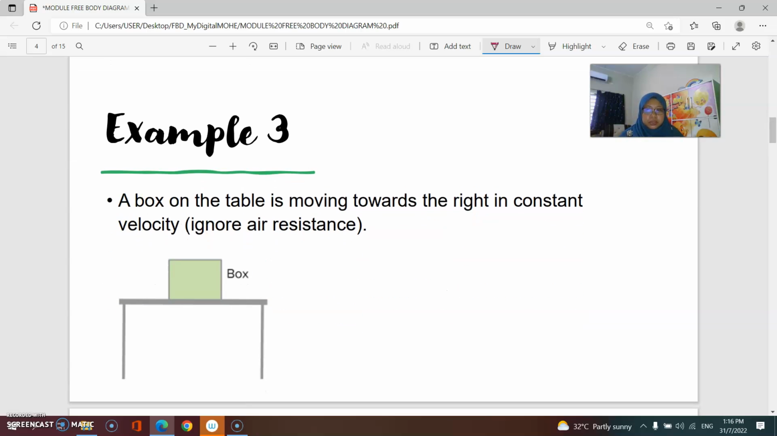Okay, we look at example 3. It is quite similar to example 2, but the only thing is the box on the table is moving towards the right with a constant velocity. So it means here there is no acceleration. When we draw the free body diagram, it's still the same, where we have the gravitational force. You can just use W for the gravitational force, W equals mg, or some use Fg to represent the gravity.